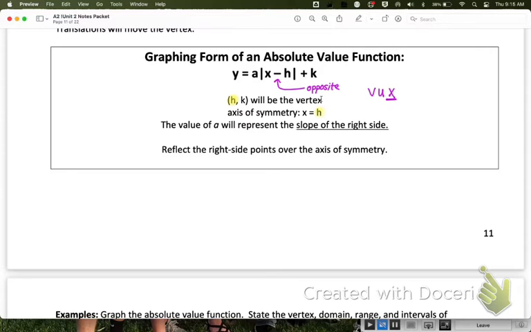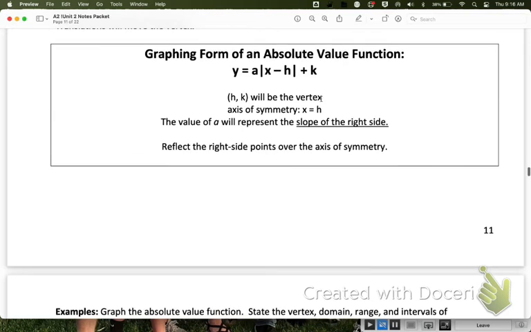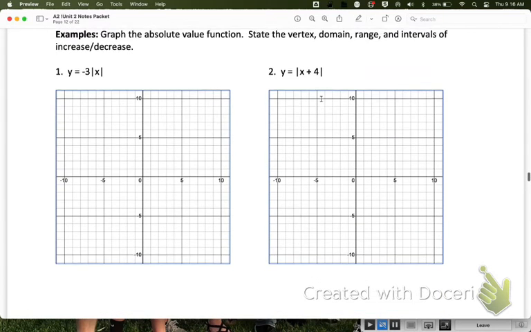And then the value of a is going to represent the slope of the right-hand side. So again, since the absolute value graph has straight sides, we can count rise over run, up 1 over 1, up 1 over 1, just like that. But then it goes backwards on the other side, up 1, backwards 1, up 1, backwards 1. And so that's how we're going to be able to figure out what the sides do, okay? So let's go ahead and sketch a couple graphs.